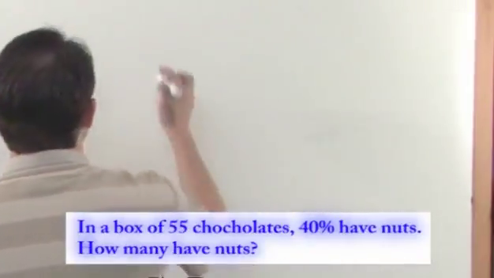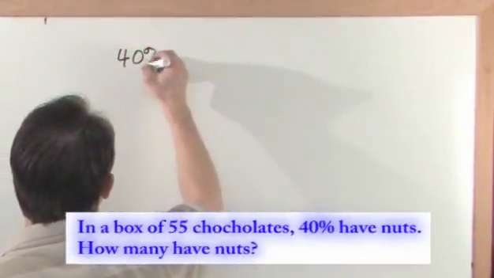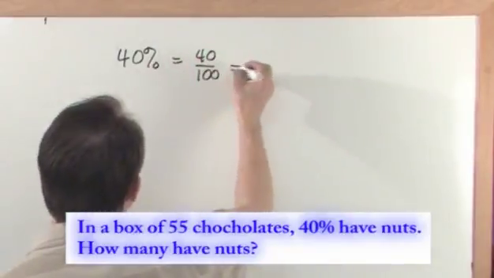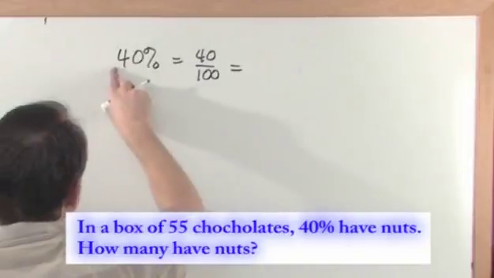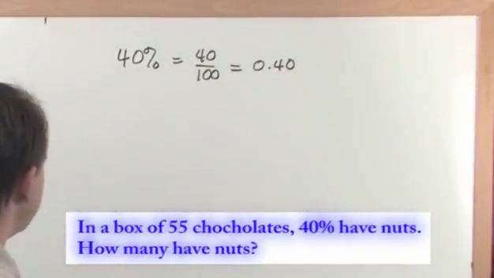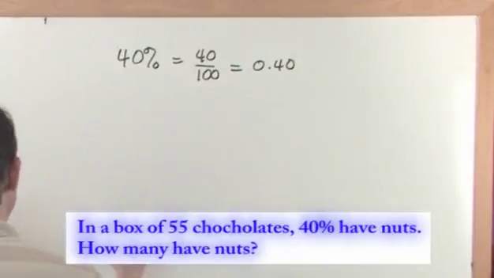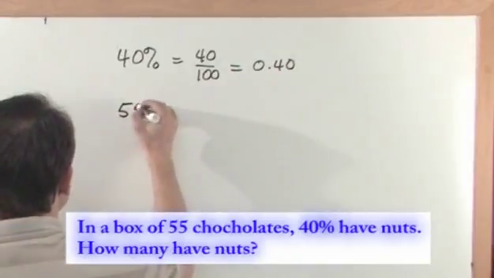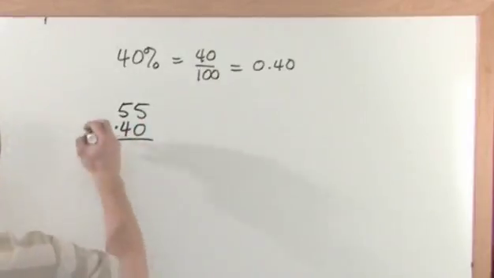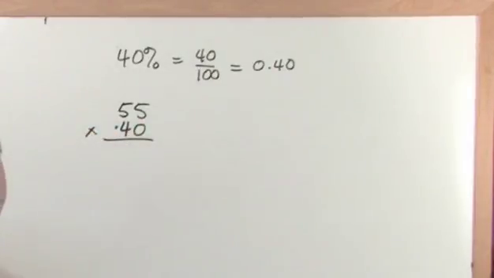So 40% is the same thing as 40 over 100 as a fraction, and as a decimal you just move it 2 times to the left, 0.40. That is what 40% is in terms of a decimal. And to find out how many of these things have nuts, you just multiply by your decimal, which is 0.4. You're multiplying here. So let's do that.